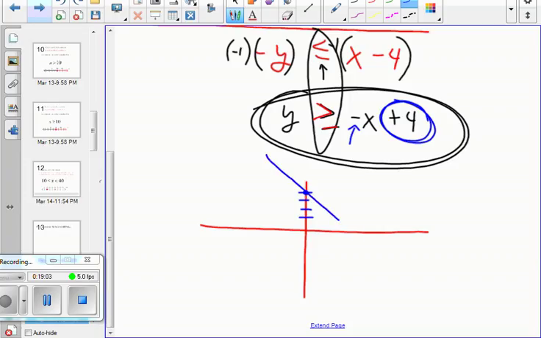Should I use a solid line or a dotted line? Solid, because notice this is an equal to sign. If that didn't have an equal to sign, I'd use a dotted line. And then it seems like greater seems bigger, so you just shade above it. There we go. So moral of the story on this one, make sure you solve it for y first. Then you graph it. Then you can shade above it or below it.